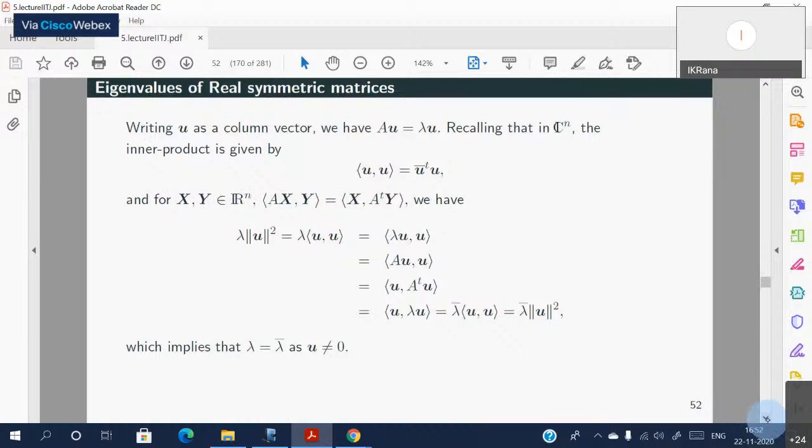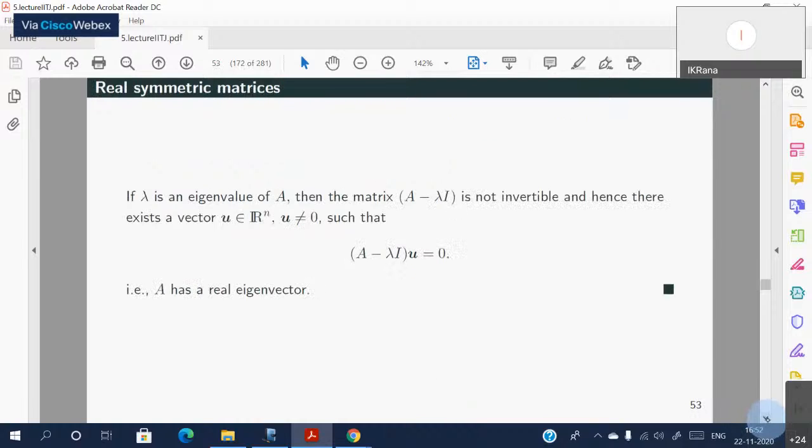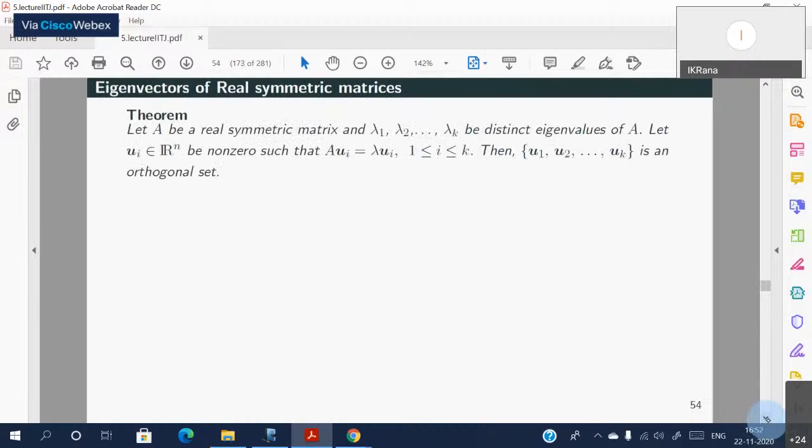And the second thing that one proves is the following, namely that the eigenvectors corresponding to distinct eigenvalues have a special property. That says that if lambda 1, lambda 2, ..., lambda k are distinct eigenvalues, then the eigenvectors corresponding to them are not only linearly independent, they are actually orthogonal.